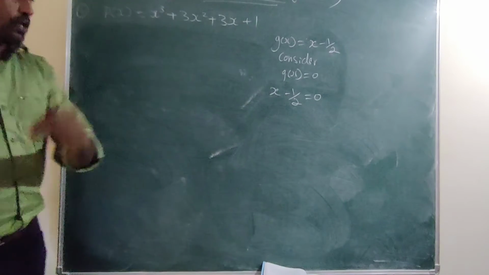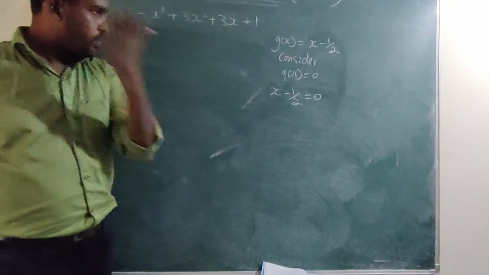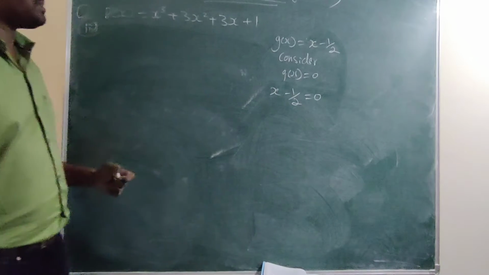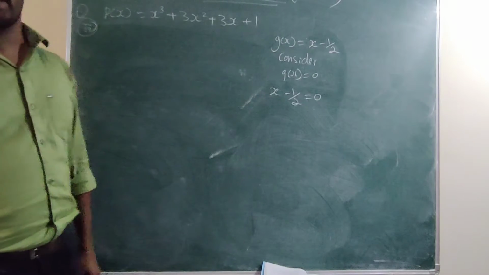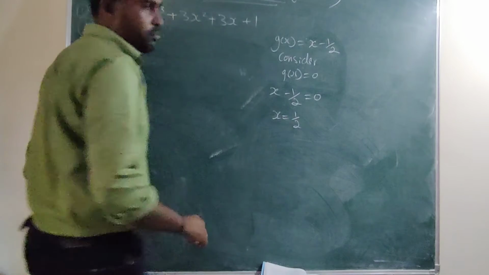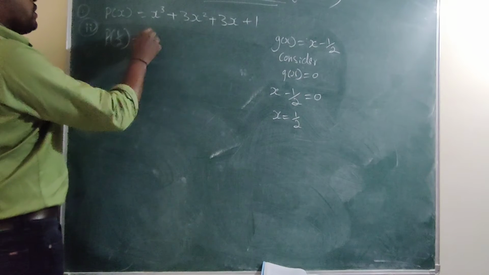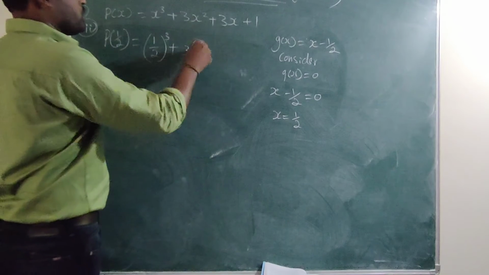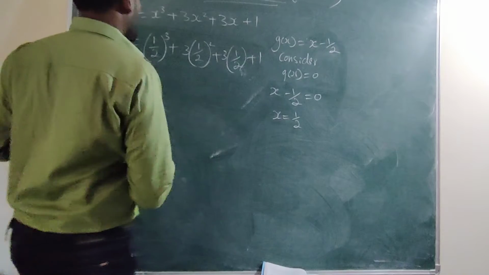Okay, now question number 2, sub question number 2. First main sub question number 2, x minus 1 by 2. G of x is equal to x minus 1 by 2. Consider g of x is equal to 0. X minus 1 by 2 is equal to 0. Here x is equal to 1 by 2. Please substitute here. P of 1 by 2: 1 by 2 cube, 3 into 1 by 2 square, 3 into 1 by 2 plus 1.